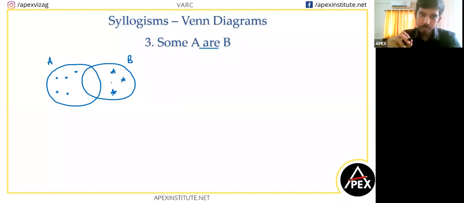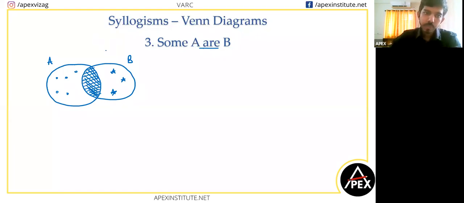there are a few items which are both A and B, and they are in this area, the part of the circles which overlap has a few items which are both A and B, right? So this is some A or B.